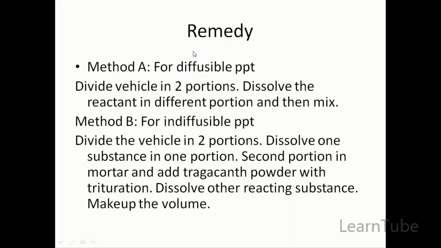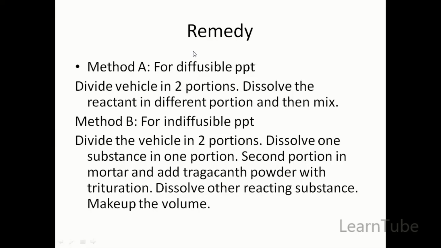Why tragacanth powder? What is tragacanth powder? It is an emulsifying agent. So if there is any chemical reaction, the tragacanth powder will act as a barrier and will not allow those two substances to come in contact. So you take the second portion in a mortar, add the tragacanth powder and form a uniform paste. A small paste-like substance will be formed, then you add the second reactant to it, and finally you make up the volume with the remaining vehicle.